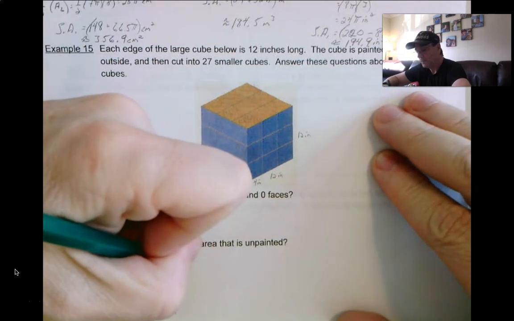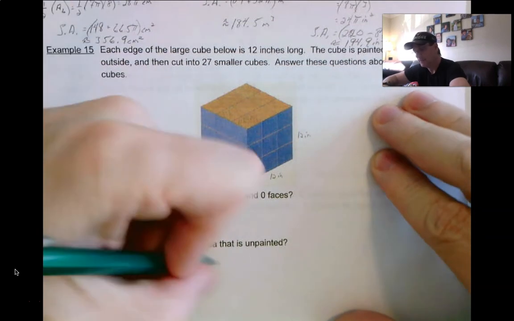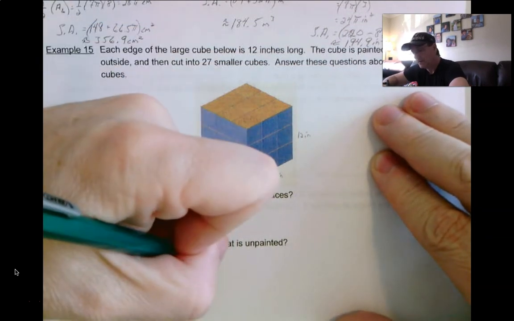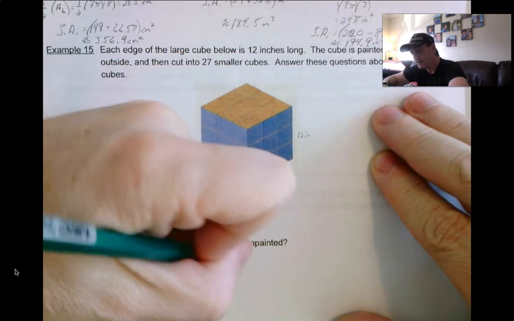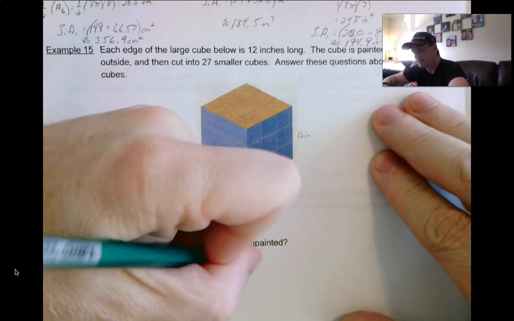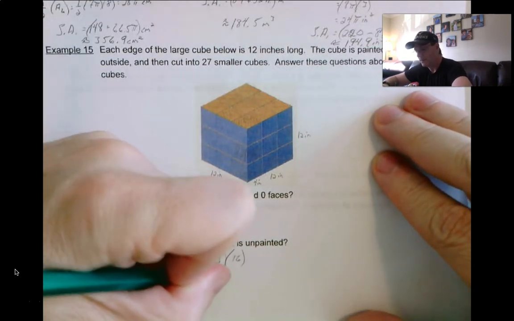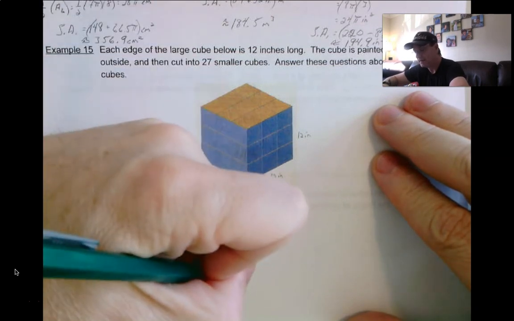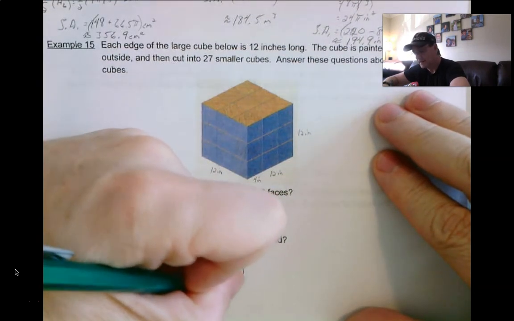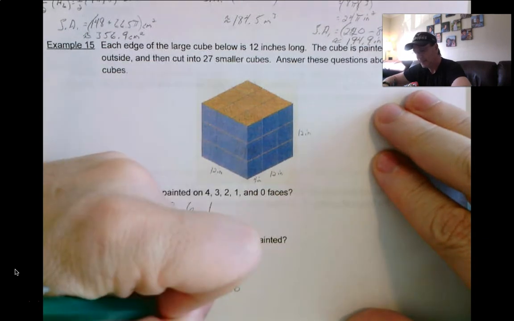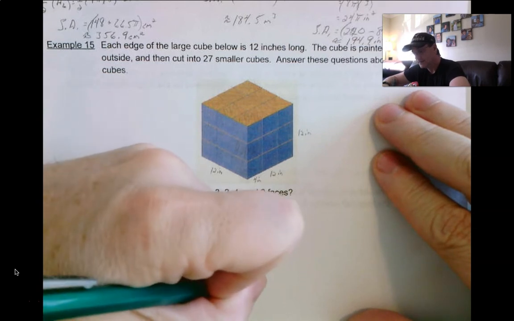Okay, so each side is 4 by 4, or 16. So there are 8 of them, 3 sides, and each side is 16 inches squared. 12 of them, and on 4 sides, each side 16. 6 of them, 5 sides, 16, and one of them, 6 sides, 16.